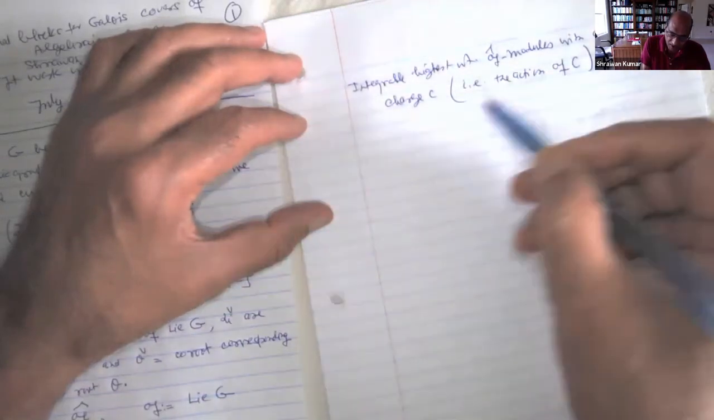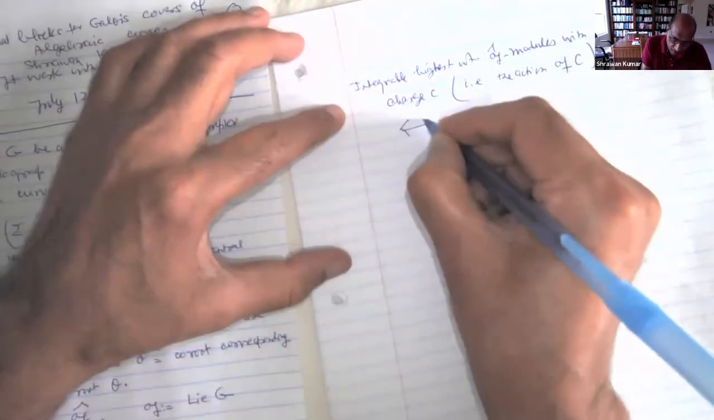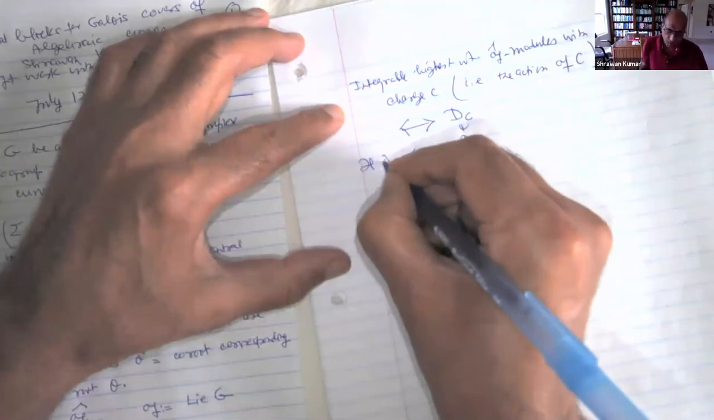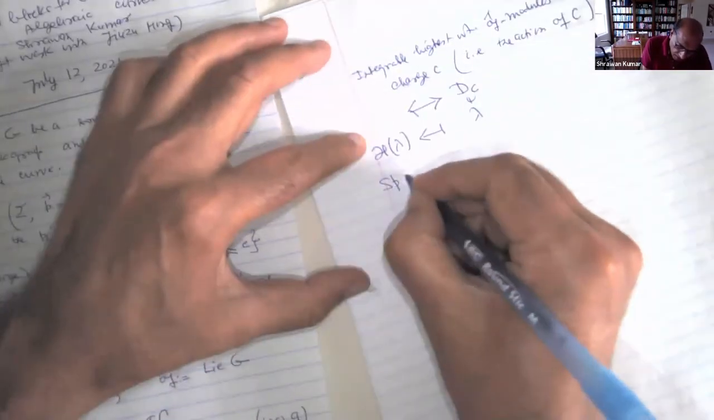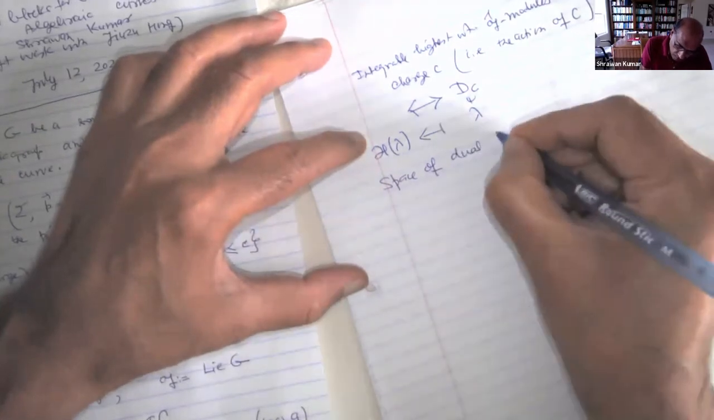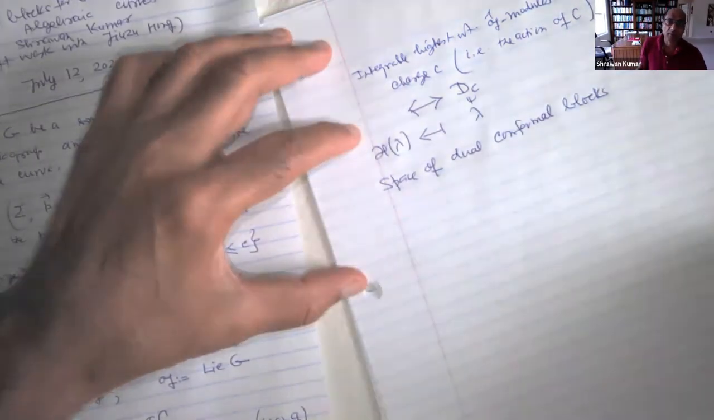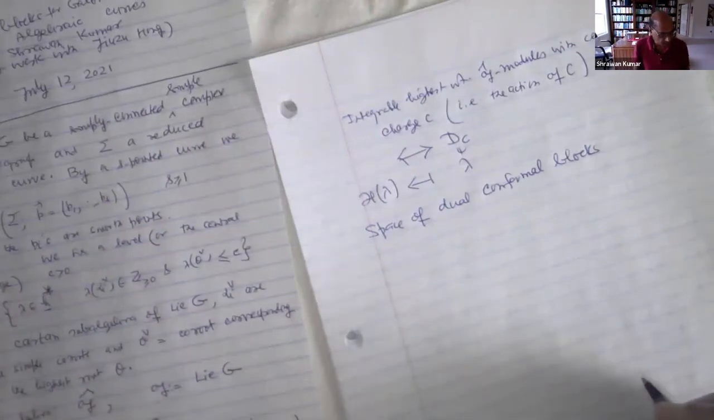Okay, so integrable highest weight G hat modules with central charge C are bijectively parametrized by DC. And if I take lambda in DC, the corresponding representation, I'm going to denote it by H lambda. So now I am almost ready to define the space of dual conformal blocks. Before I do that, I'm going to define that.